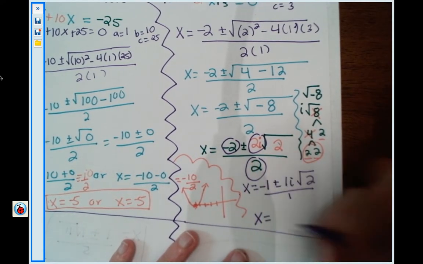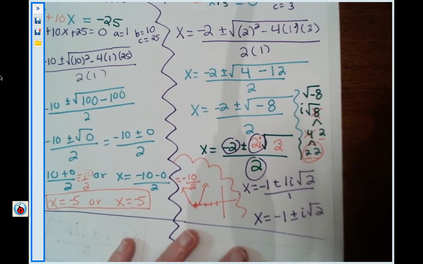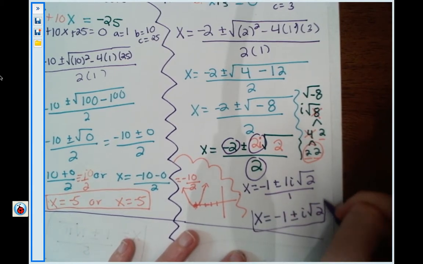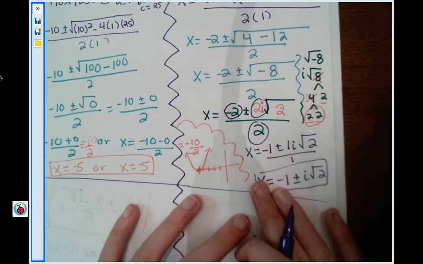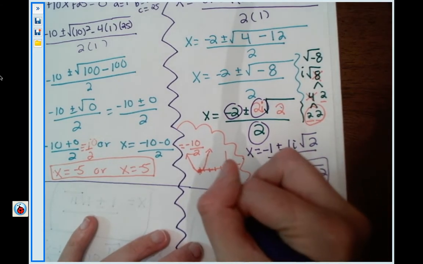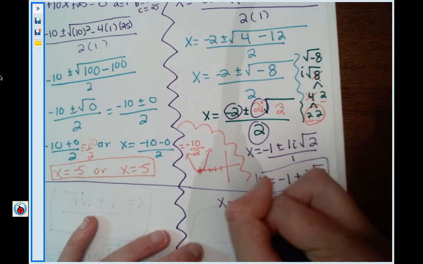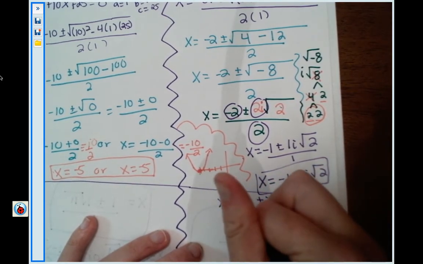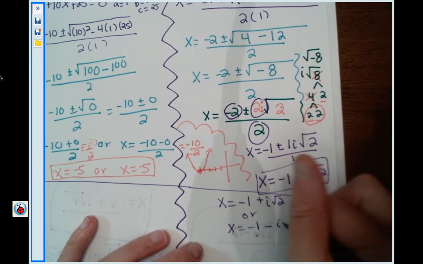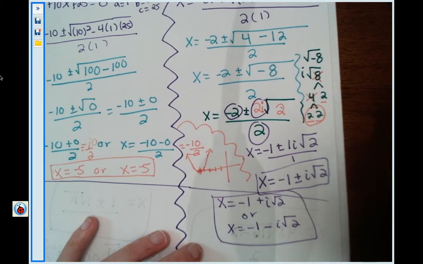So my final answer is x equals negative 1 plus or minus I root 2, which I'm not going to write the 1 in front of the I because 1 times anything is itself. Okay, so this would be my final answer. So you guys can leave it as the plus or minus, or if you want to break it apart, you can. You can say x equals negative 1 plus I root 2, or x equals negative 1 minus I root 2. Either way. Awesome job, you guys. That was a blast.